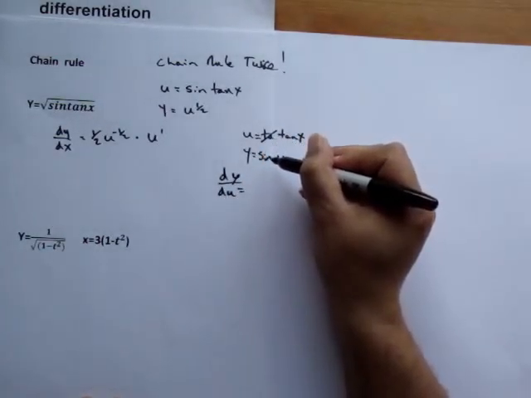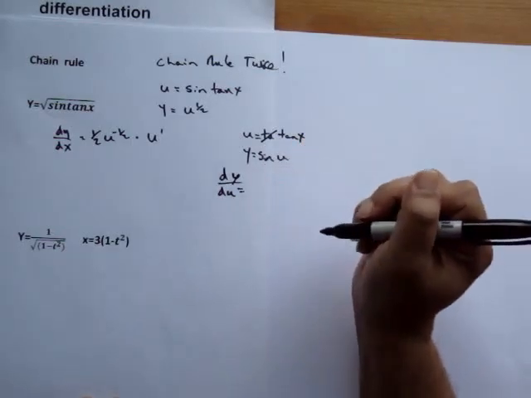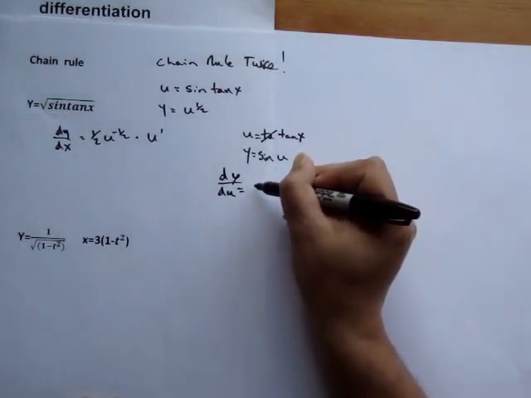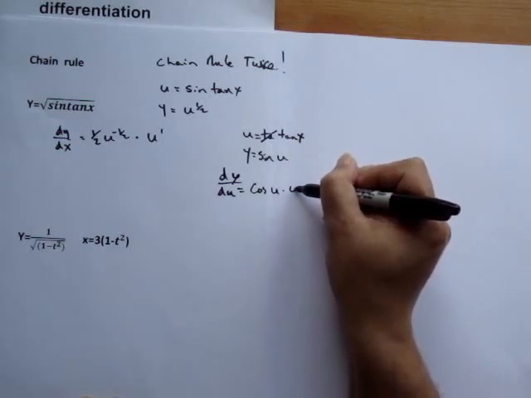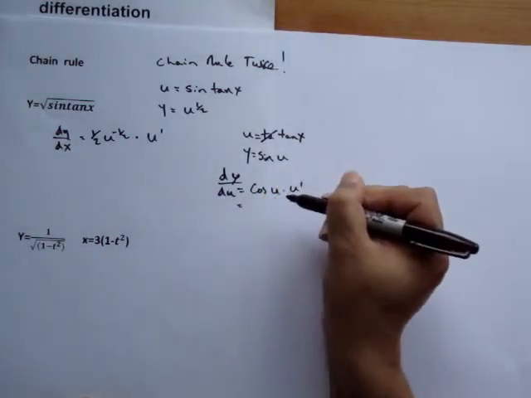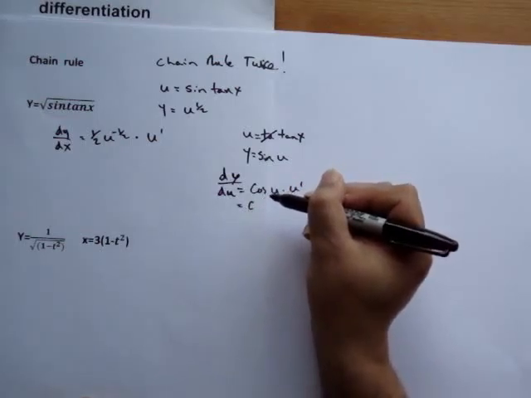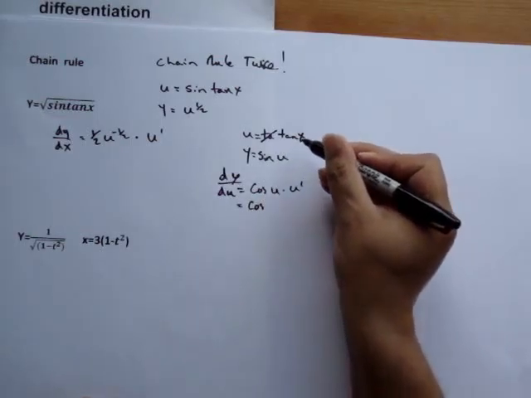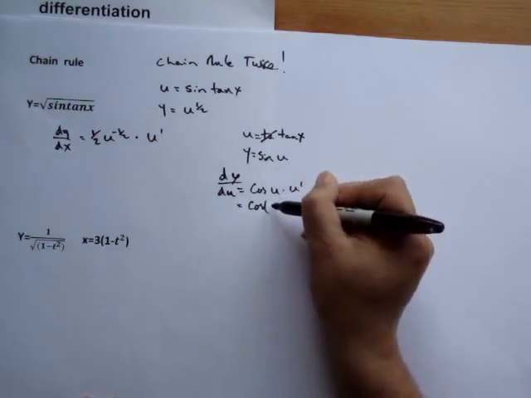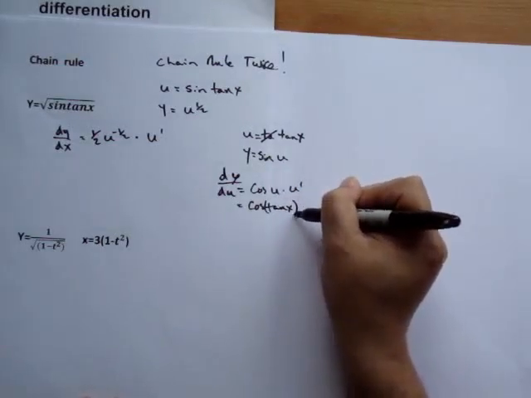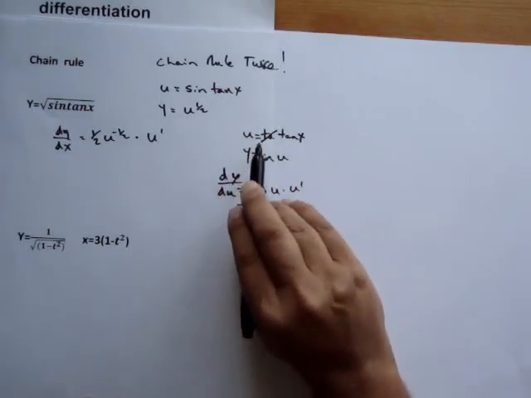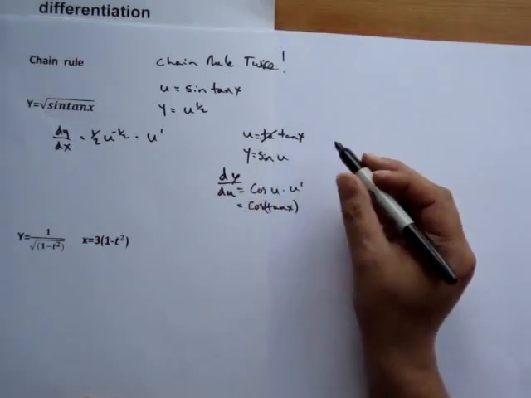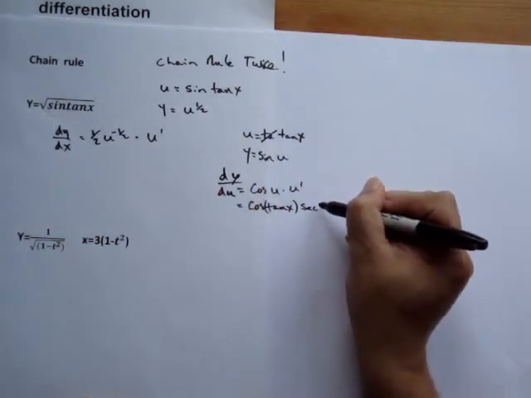So we have the derivative of sine u, which is cos u, by u prime, and this becomes, when we replace it, cos of u, which is tan x, and u prime is the derivative of tan x, which is sec squared x.